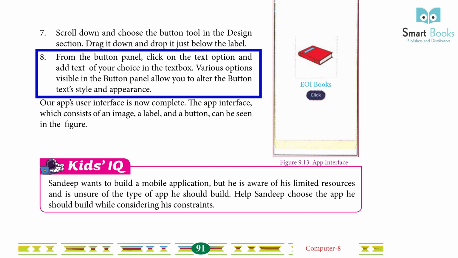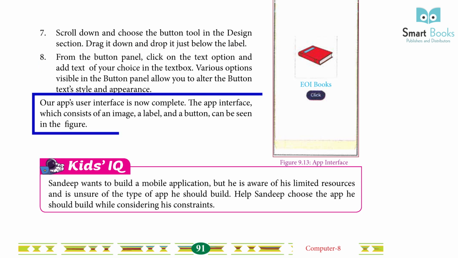8. From the button panel, click on the text option and add text of your choice in the text box. Various options visible in the button panel allow you to alter the button text styles and appearance. Our app's user interface is now complete. The app interface, which consists of an image, a label and a button, can be seen in the figure.